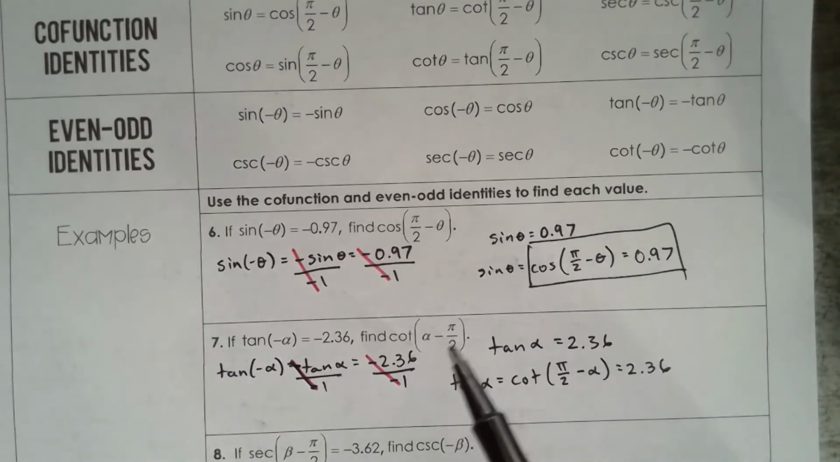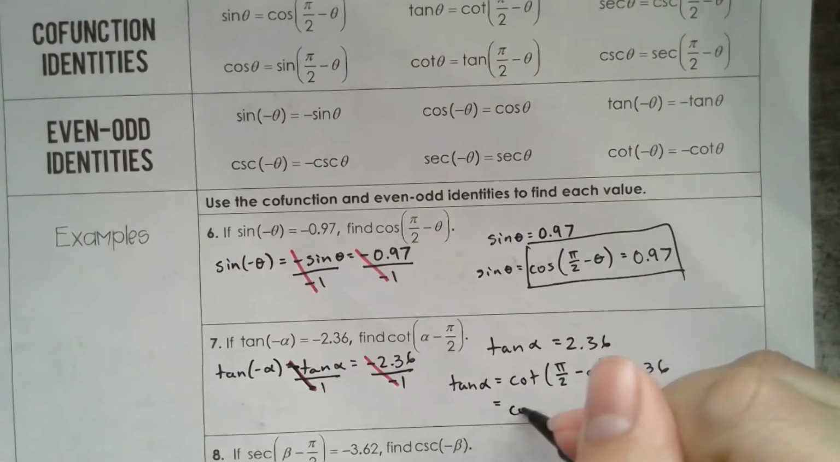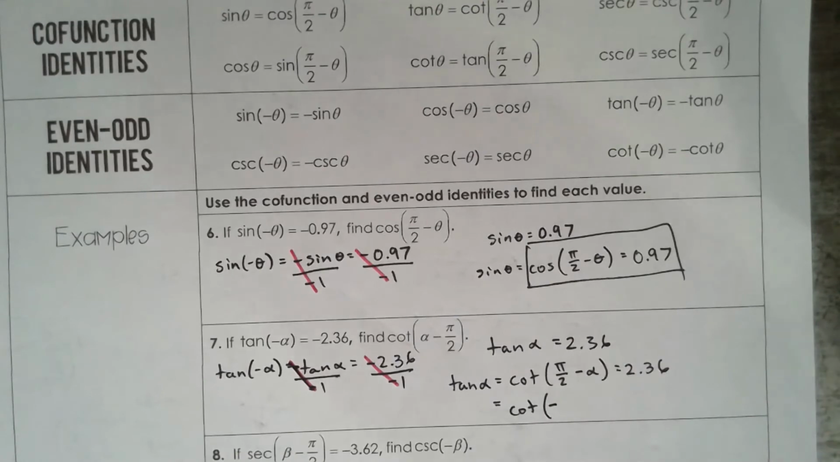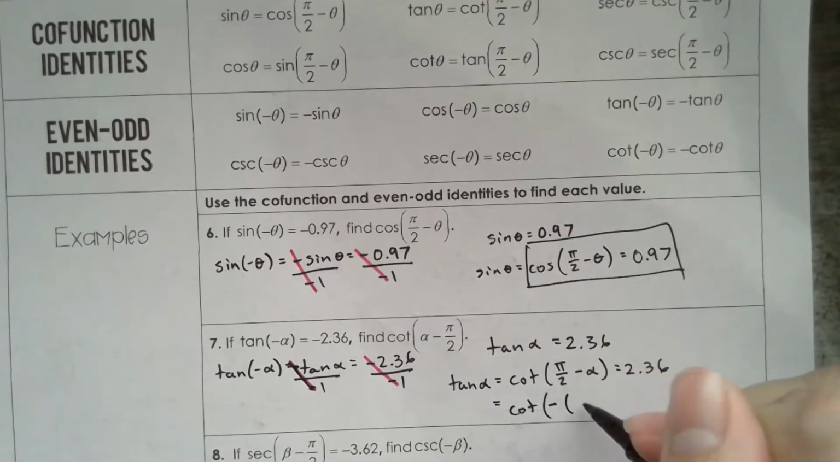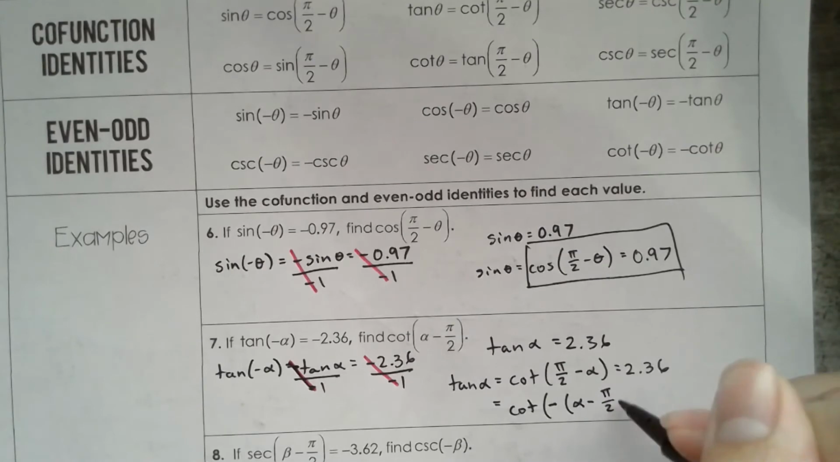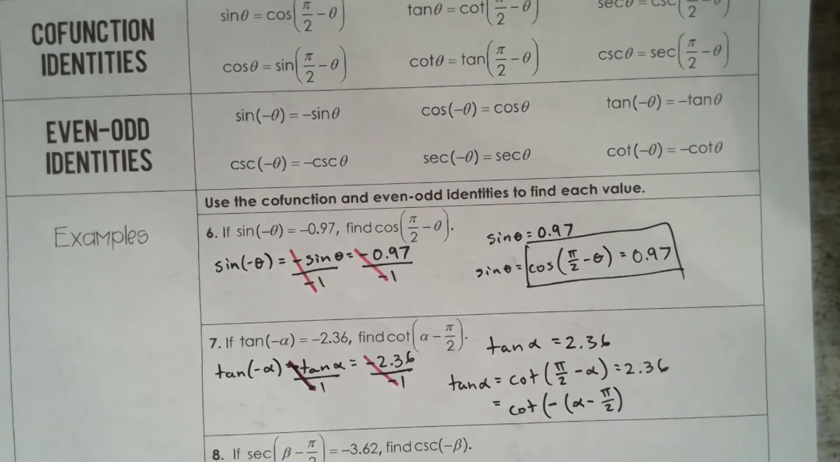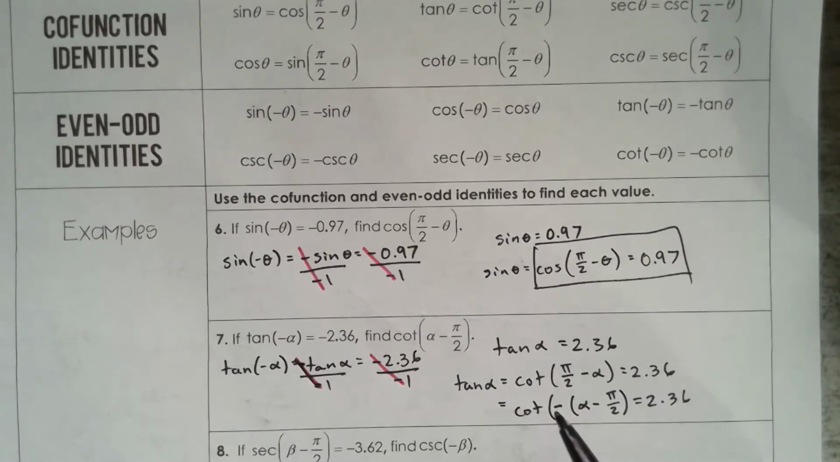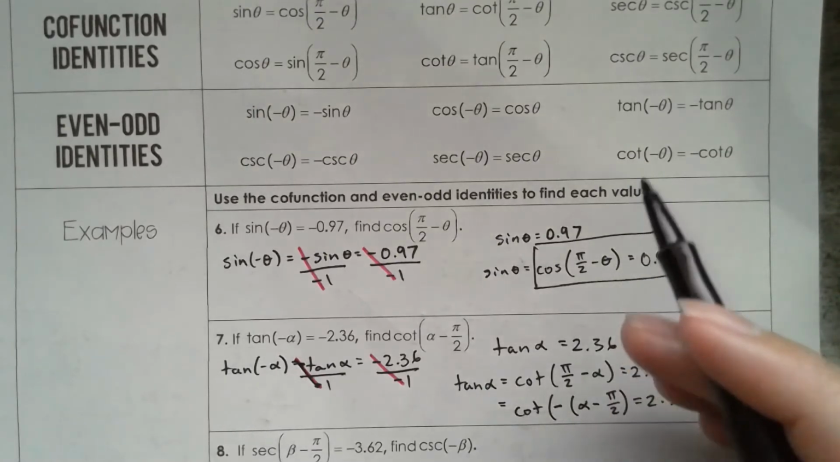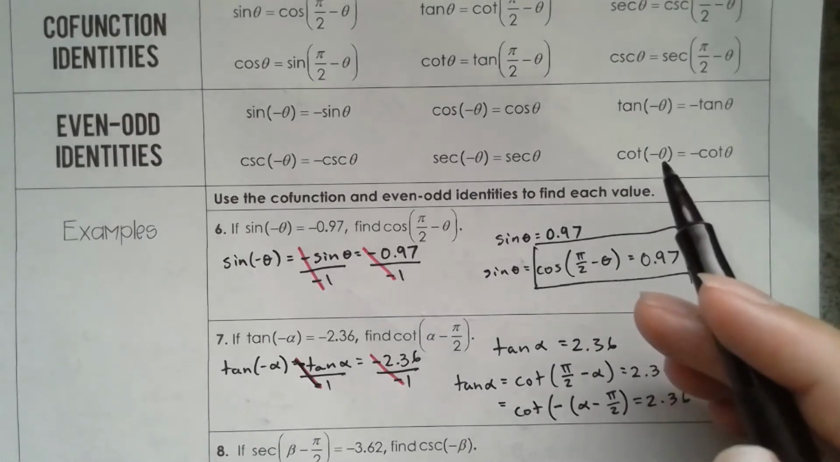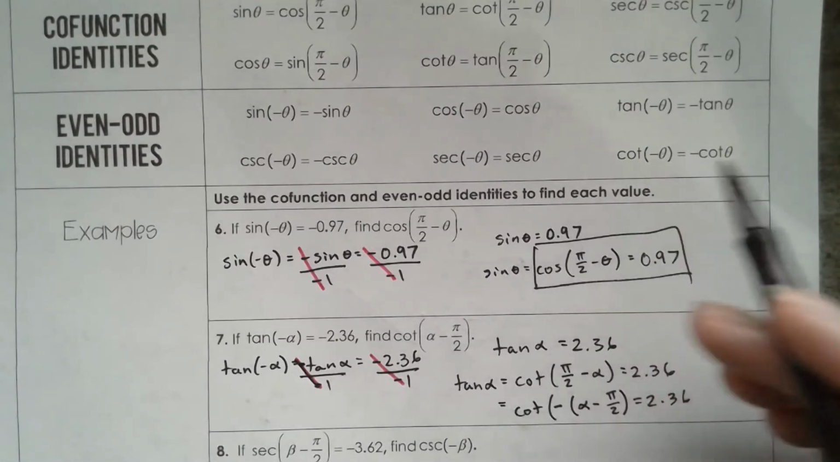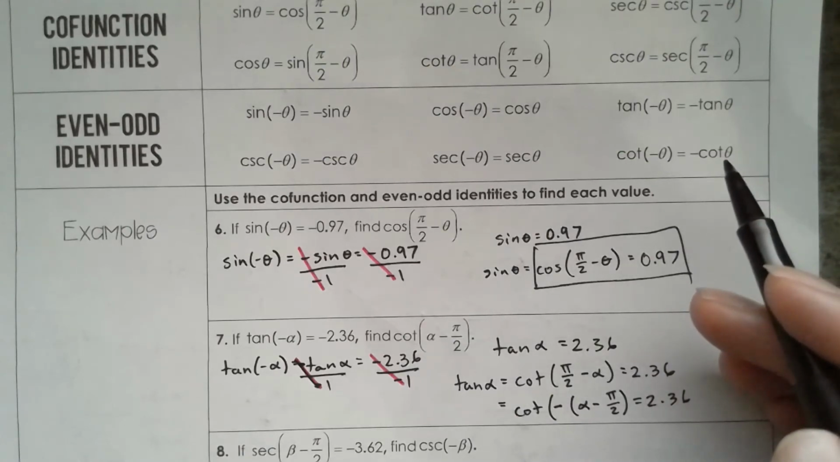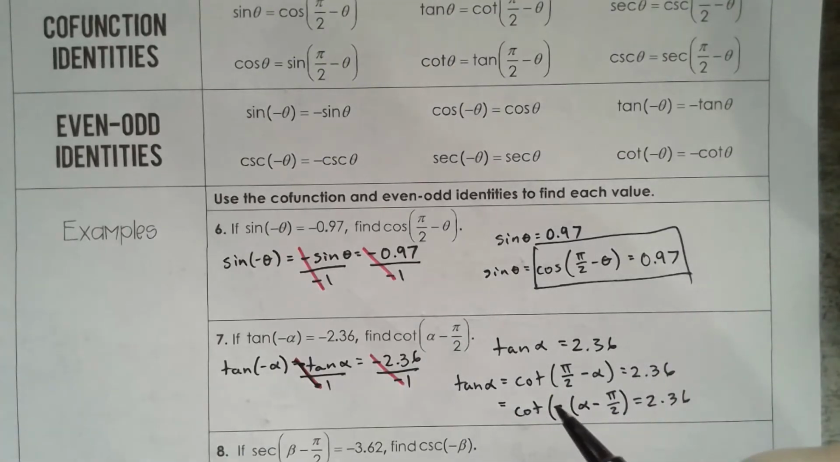To fix this, I'm going to factor out a negative from the angle here. By factoring out a negative, that's going to switch the signs of the two values inside, so I can then switch their order. That's equal to 2.36. Now I have cotangent of a negative angle. Cotangent of a negative angle is negative cotangent of that angle. So cotangent of a negative angle is negative cotangent theta.